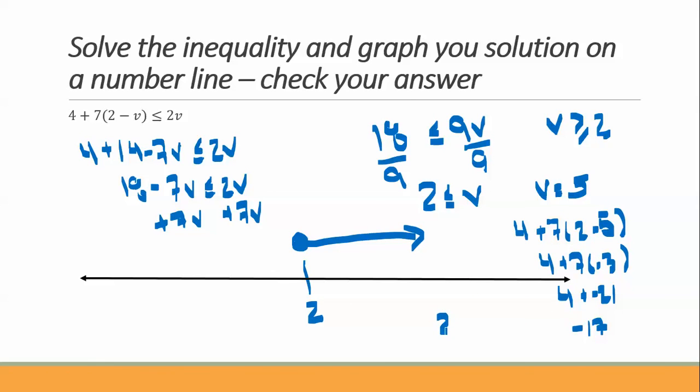And then we have 2 times 5, which is 10. So then when we look at it, this side was the left side of our original equation. So -17 is less than or equal to 10. That was our right side. That's true. So our answer is correct.